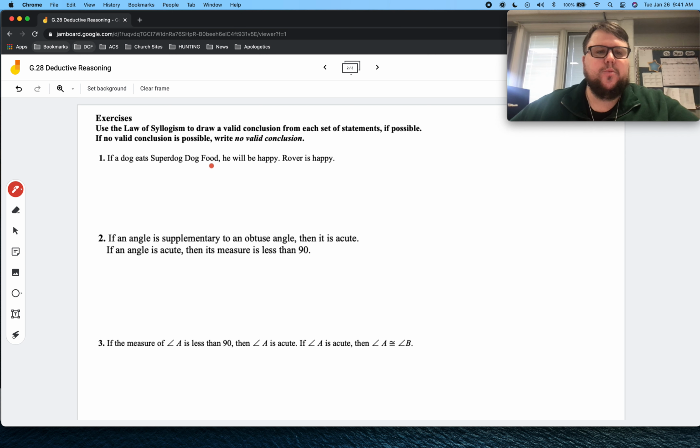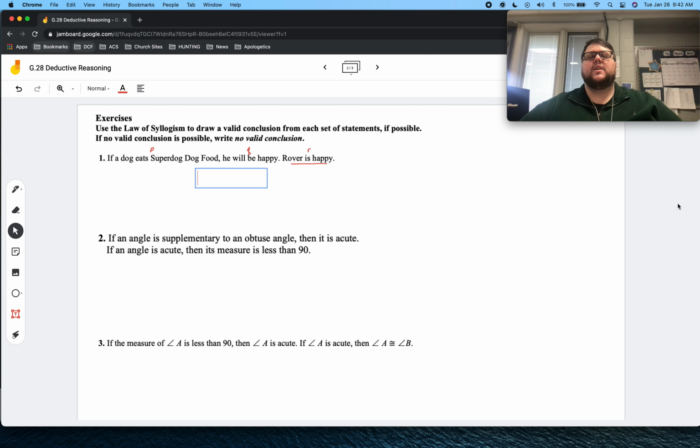So if a dog eats superfood, he will be happy. That's P. Rover is happy. That's R. So what's going on here is we need to make a valid conclusion. If a dog eats super dog food, he will be happy. Rover is happy. Do we really have enough information to say that Rover is happy because he ate super dog food? The correct response is no, we don't have enough.